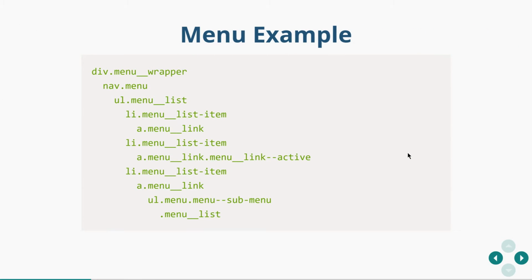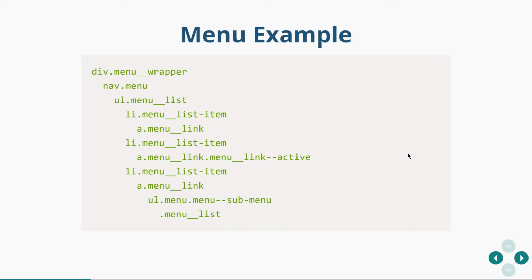So here's a practical example. Just kind of pseudo code here. So this is a menu. So we have div menu wrapper. We have nav menu, menu list. So that's the UL. List item is the LI, obviously. The link, and then we have some other links. So then we have, for example, menu link active. So it has the same class as this. It has menu link, but it also has menu link active, so I can style off of that specifically.